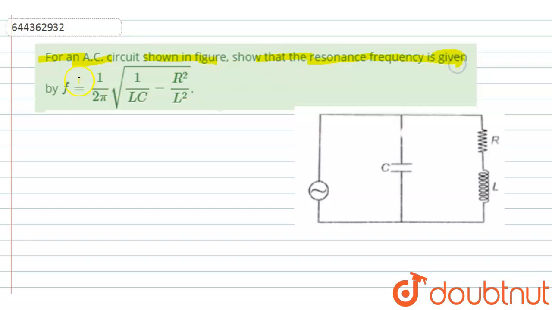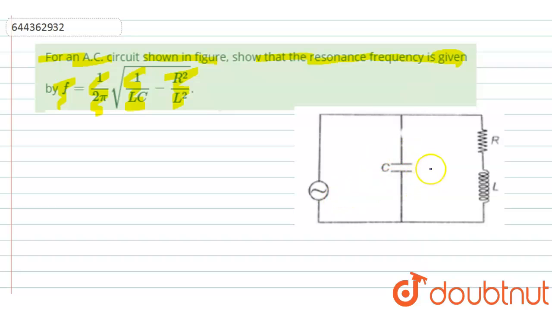The given question is, for an AC circuit shown in the figure, show that the resonance frequency is given by f equals 1 over 2 pi under the root 1 over LC minus R square by L square. So now see, we're given a circuit in which R and L components are in series with each other and they are in parallel with a capacitor.